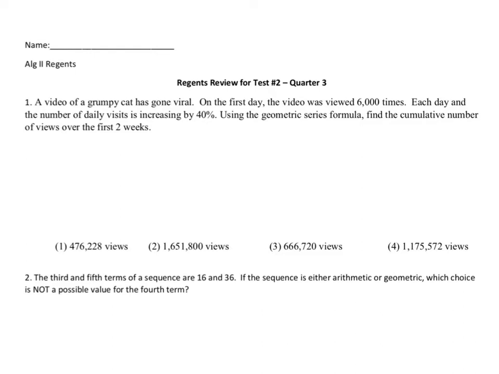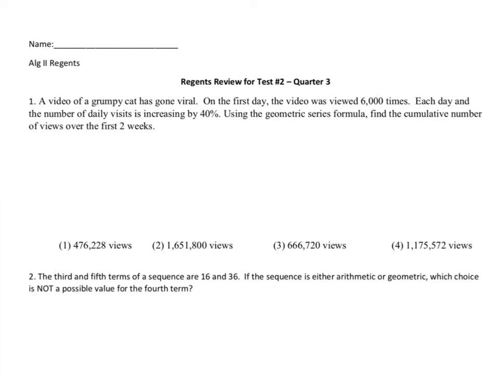On the first day, so we got a first day situation here, it was viewed 6,000 times. That tells me A1 is 6,000 because remember we're dealing with sequences here. And each day the number of visits increases by 40%. Now, once you see a percent, it's usually geometric, and also they tell you geometric series formula. So this is telling me R is 1 plus 0.4 because we're increasing. So this gives me an R value of 1.4.